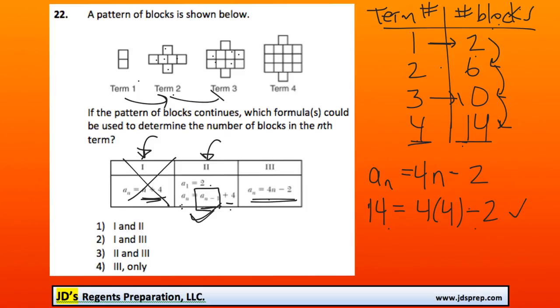And we can even test that out with one more. Let's try it with 3 and 10. Is 10 equal to 3 times 4 minus 2? And it is. So we've proven that both 2 and 3 are correct formulas. So this means option 3 is our correct answer.